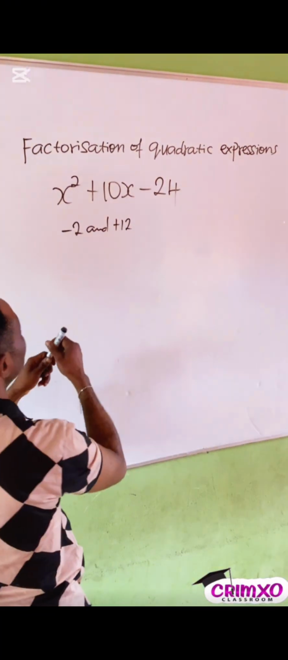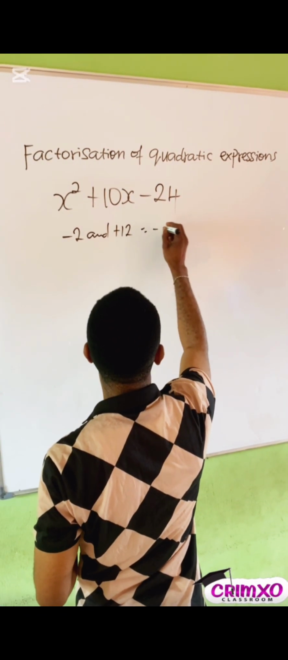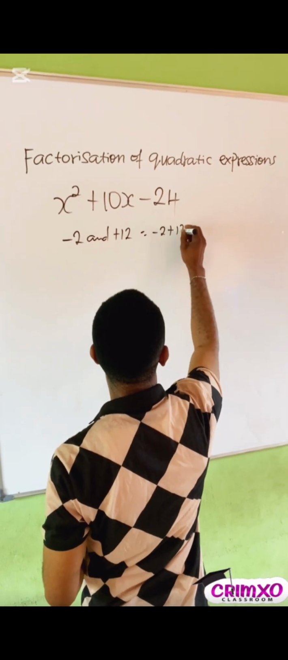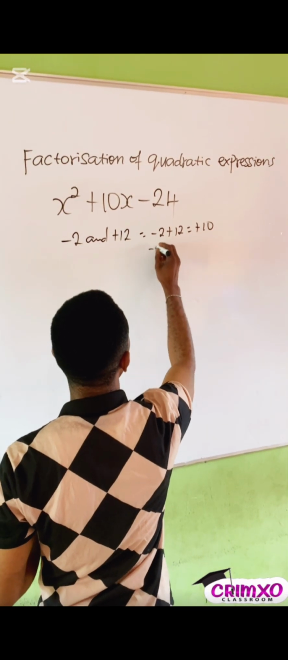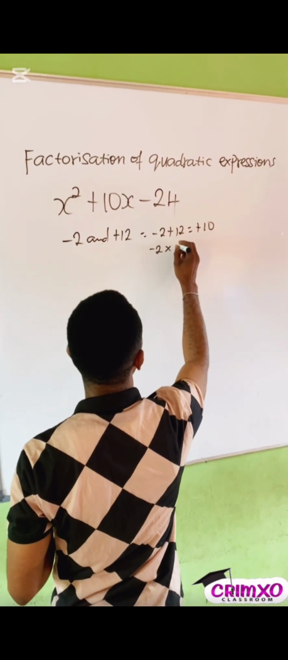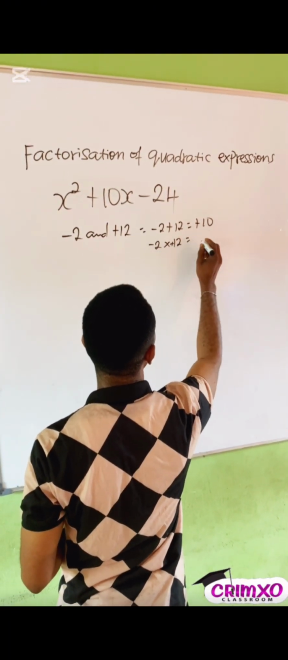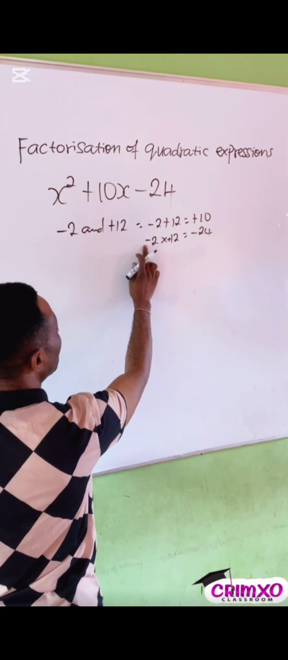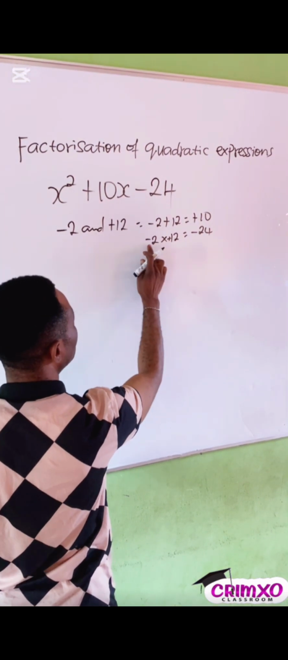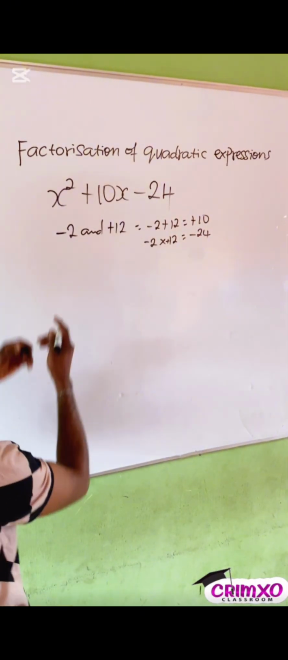Okay, let me put it in writing. So getting 10, we have, that is minus 2 plus 12 will give us plus 10. Why minus 2 times plus 12 will give us minus 24, because minus times plus is minus, then 2 times 12 is 24. So let's continue. So what do we do now?